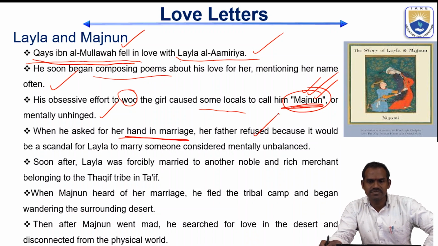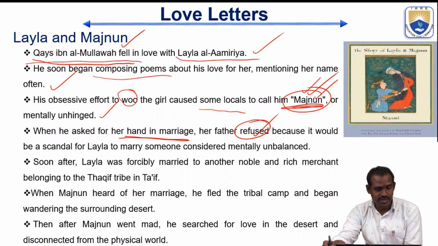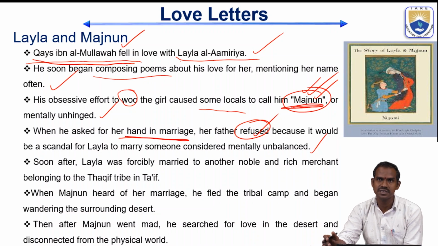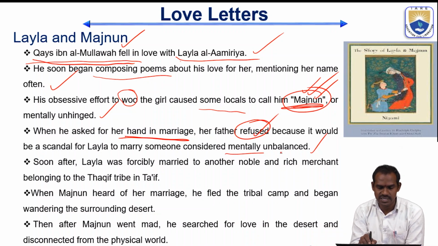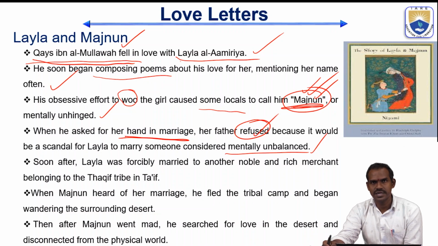her father refused. Her father didn't agree, because it would be a scandal for Laila to marry someone considered mentally unbalanced. He became that much mentally unbalanced, Majnun, in loving her. He didn't understand that he was loving her too much with extra commitment. Her father didn't understand. He only thought of his mentally unbalanced state, and refused, as it would be a scandal for Laila to marry someone considered mentally unbalanced.